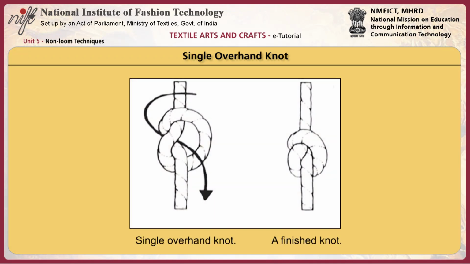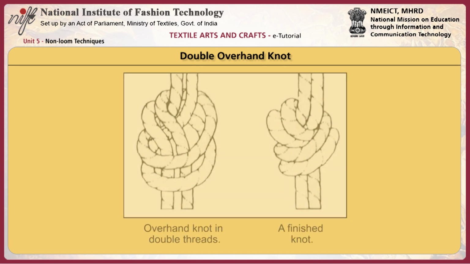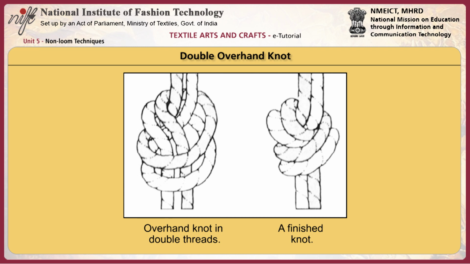Displayed here is a working of an overhand knot in double threads and a finished knot. Displayed here is the working of a single overhand knot around a core and a finished knot.